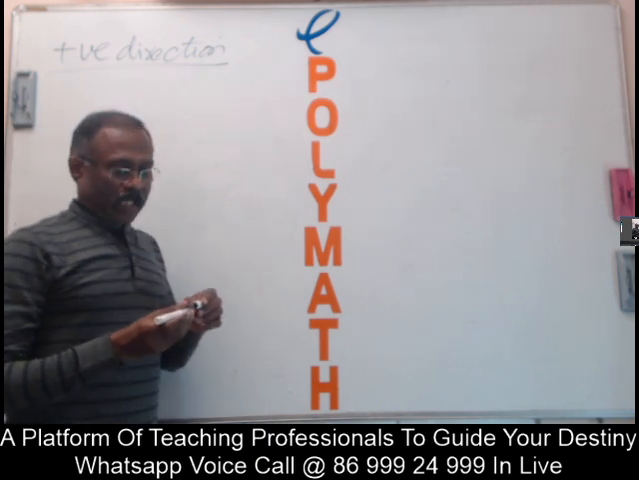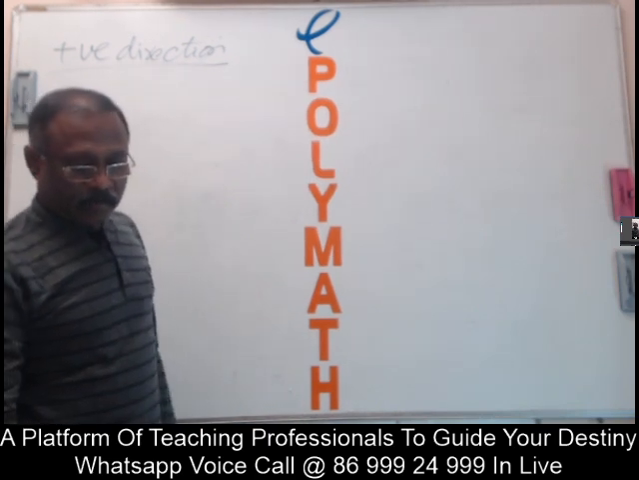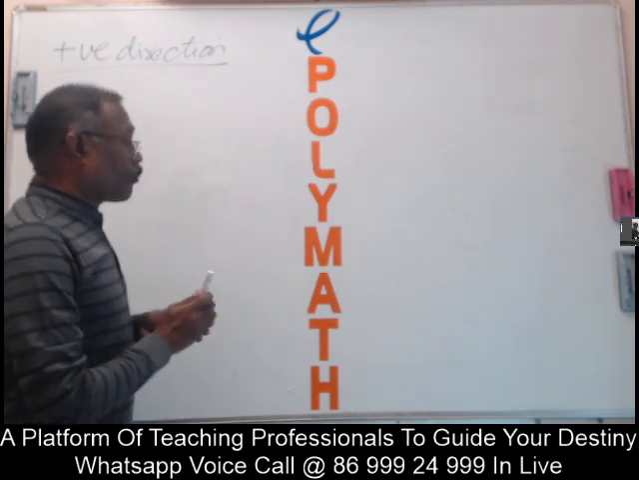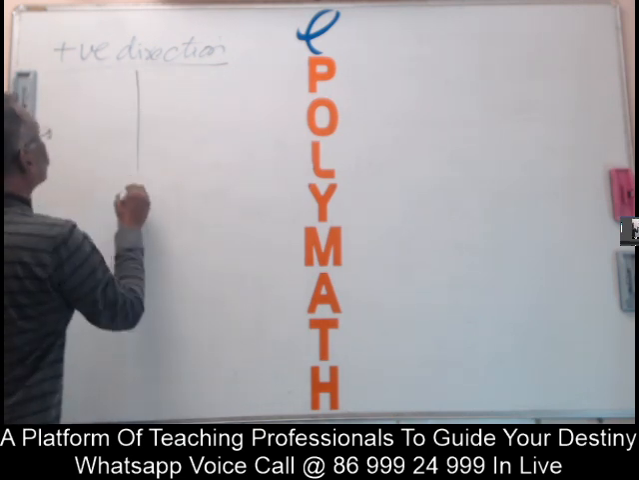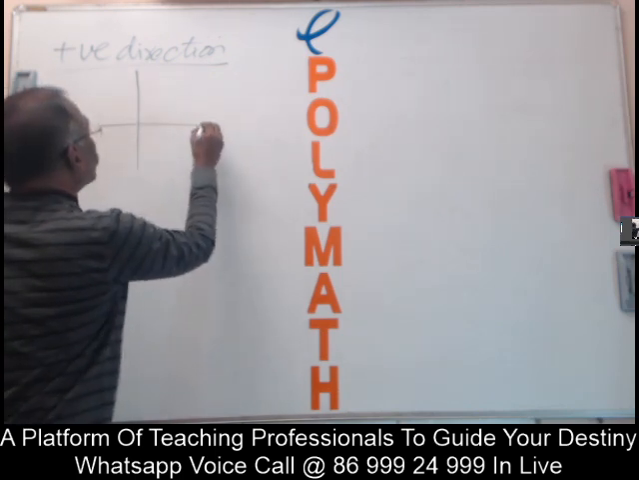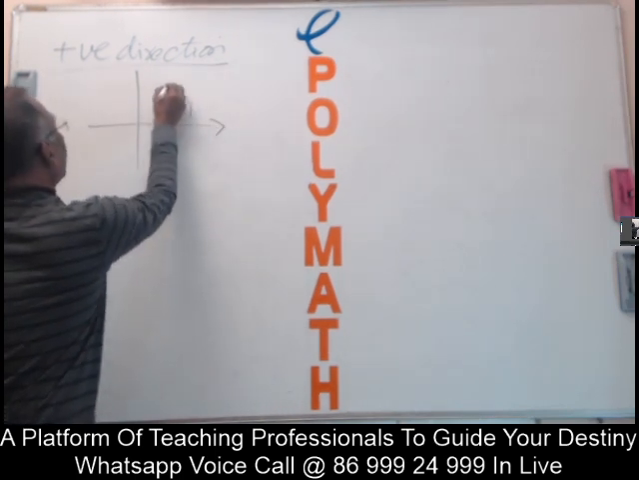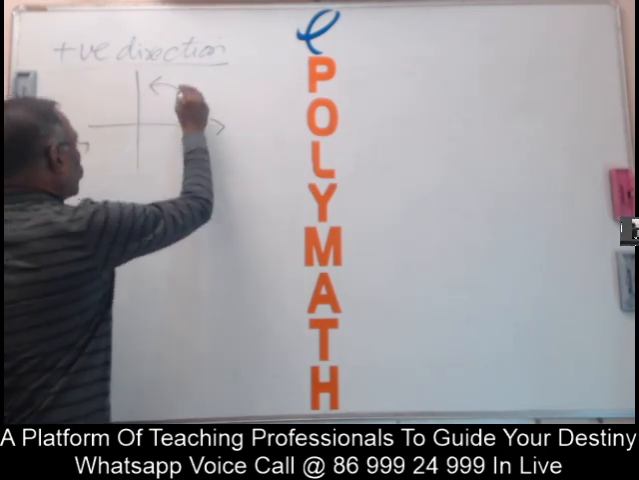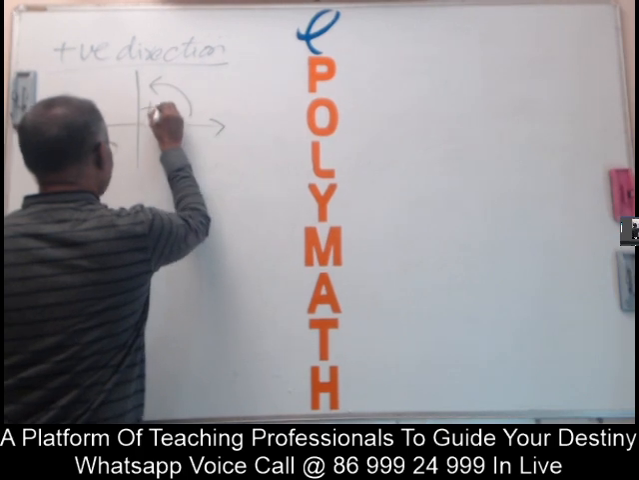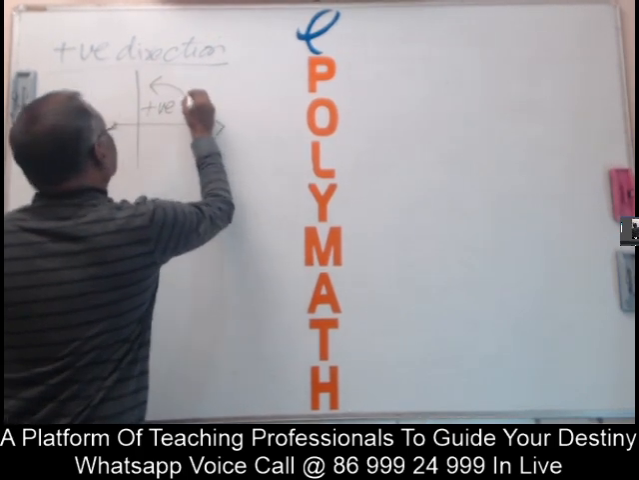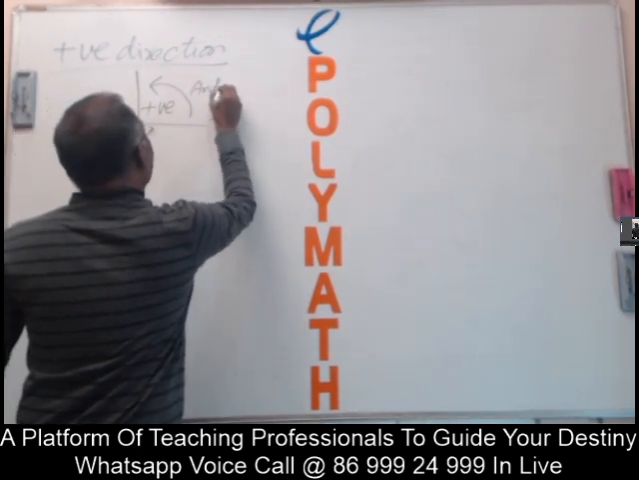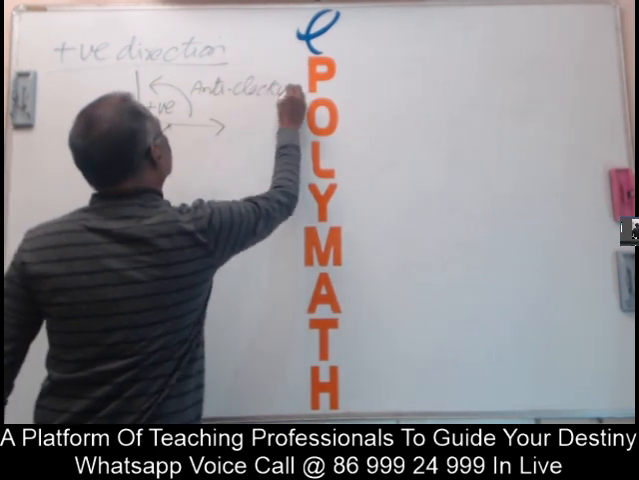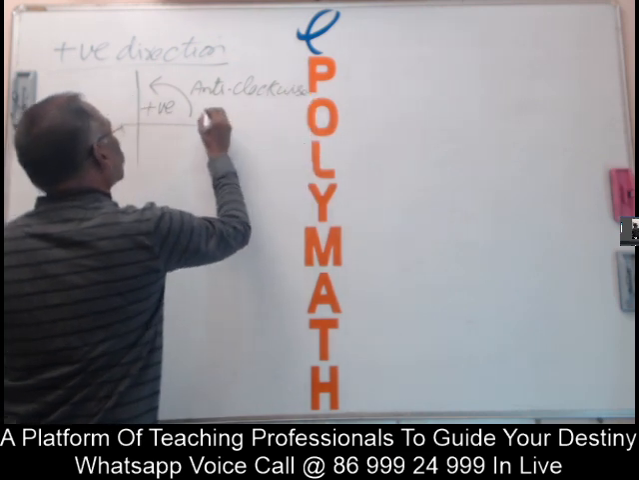What is the positive direction? The positive direction is nothing but the anti-clockwise direction. What does it mean? If the direction is reverse to the clock, it is said to be positive direction. This is called anti-clockwise direction.